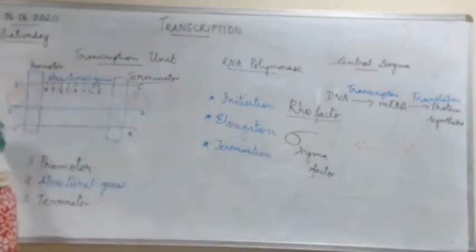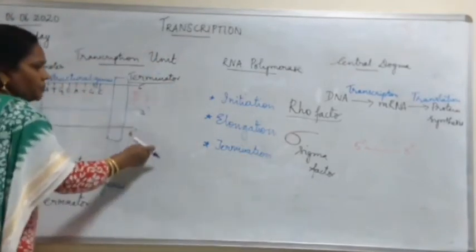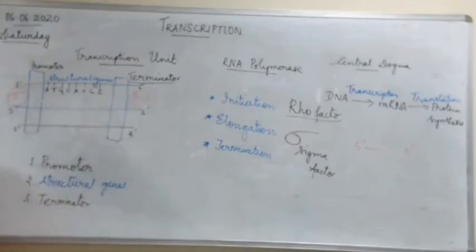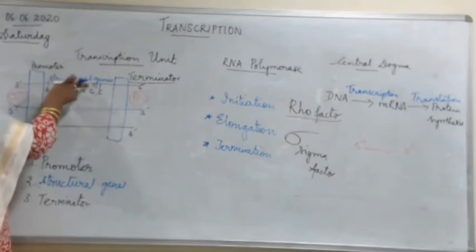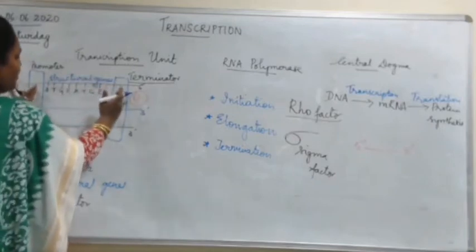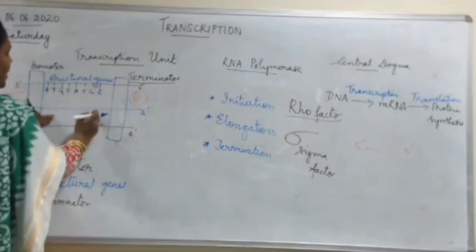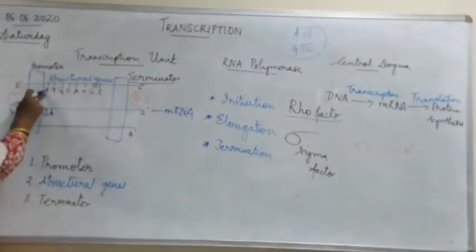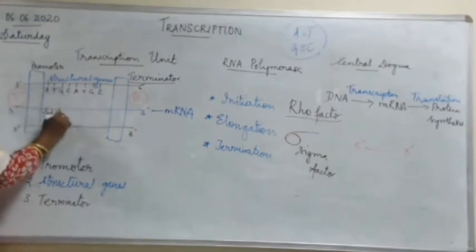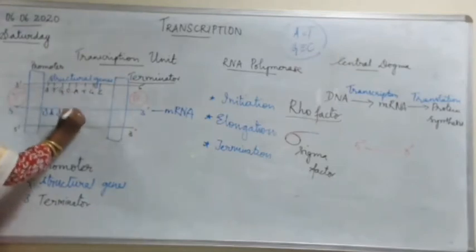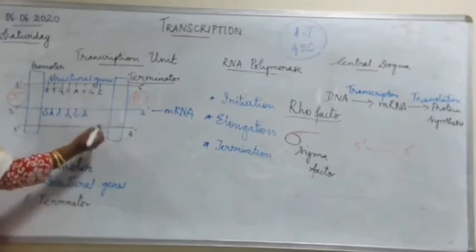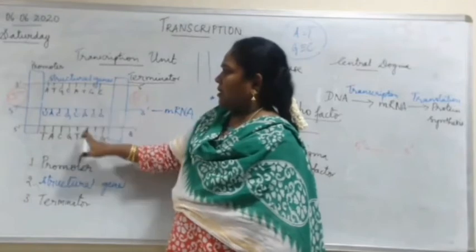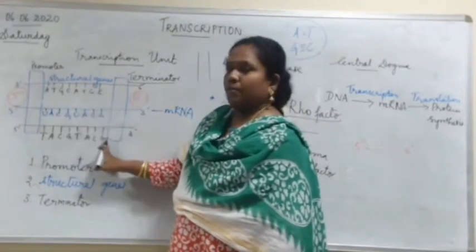So what happens during termination? The transcription will get stopped here with the help of the rho factor and the terminator. Have you understood? The information present between the promoter and the terminator will be copied to the mRNA. So what is that information? This is DNA. Only for A you will change it to U. Now guanine, cytosine. Cytosine, guanine. Adenine, again uracil. Thymine, again adenine. Guanine, cytosine, guanine, adenine, thymine, adenine, guanine, cytosine, guanine.